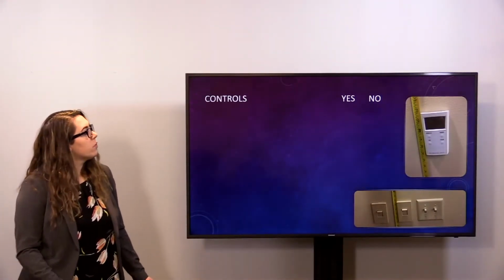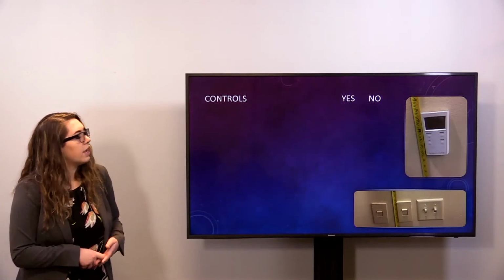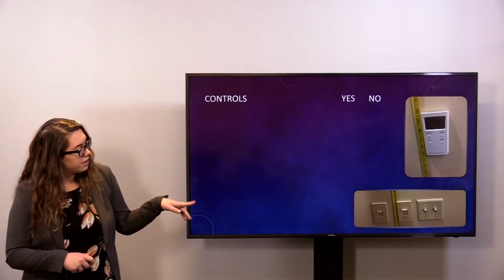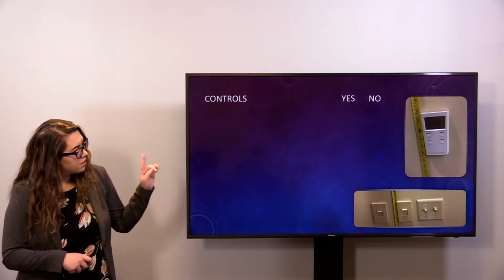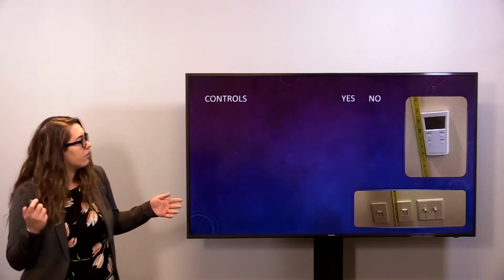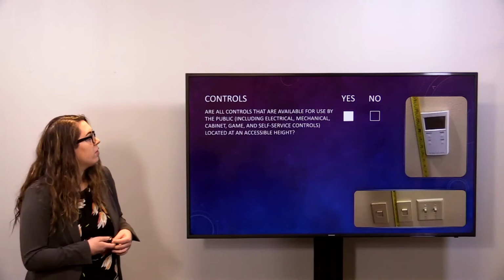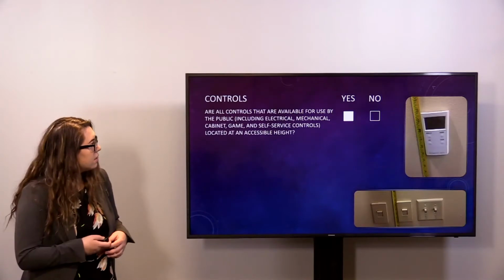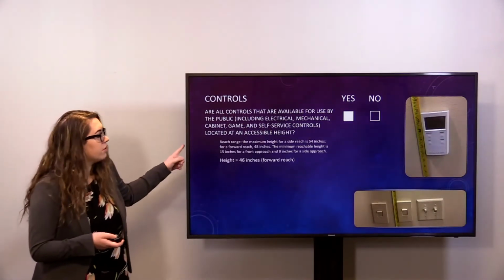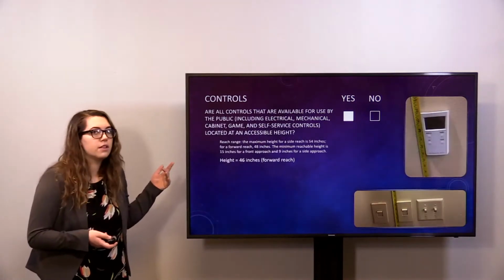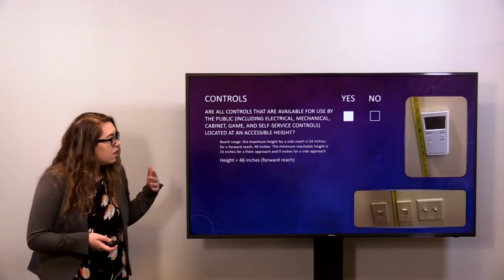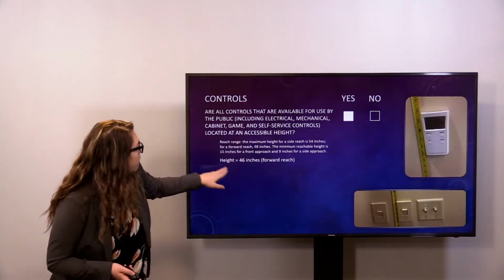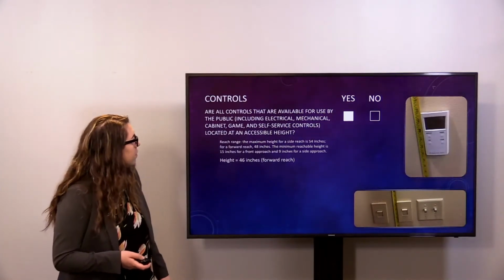So onto controls, which just includes any mechanical, electrical, gaming services, controls. And in this picture, there's the light switches for the room and the dimmers, and then the thermostat. And this was just in one of the classrooms. Are all the controls available for use by the public located at accessible height? And yes. The reach range, these just show the requirements for the different, like if it's a side reach, front reach. And the one that I measured is the light switches over here, which are 46 inches at a forward reach.